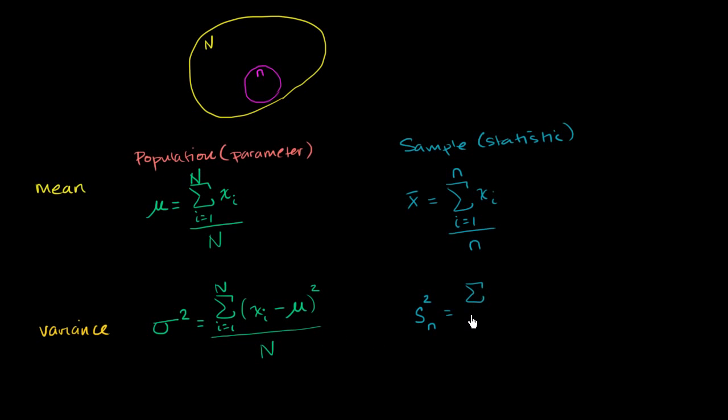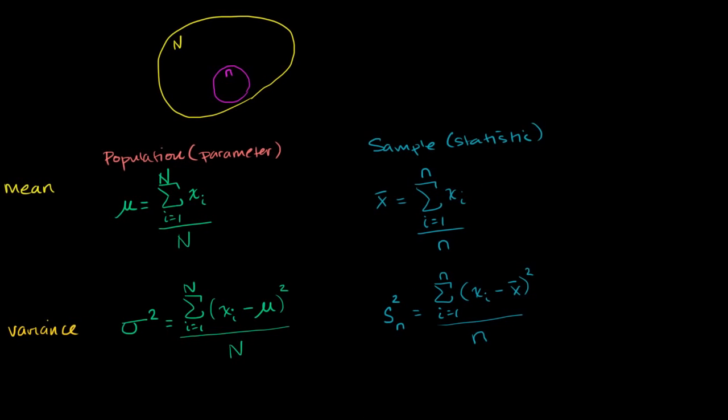So for every data point in our sample, so we have n of them, we take that data point and from it subtract our sample mean, square it, and then divide by the number of data points that we have.